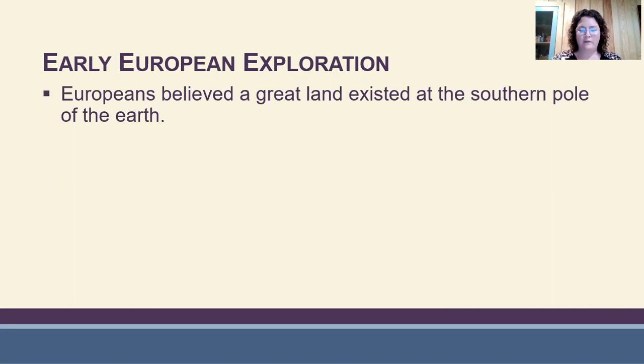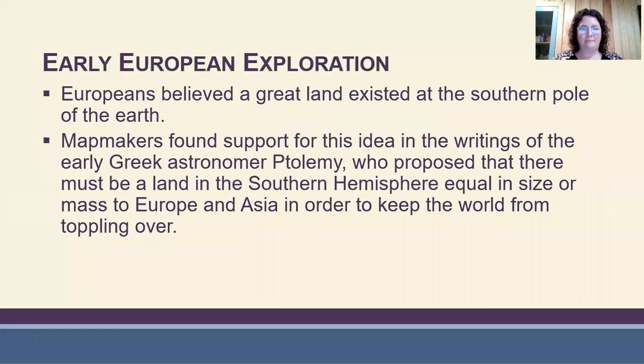Map makers called the land the unknown southern land. They found their support for this idea in the writings of the early Greek astronomer Ptolemy, who proposed that there must be a land in the southern hemisphere equal in size or mass to Europe and Asia in order to keep the world from toppling over.